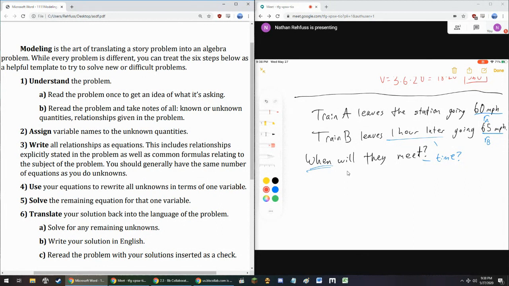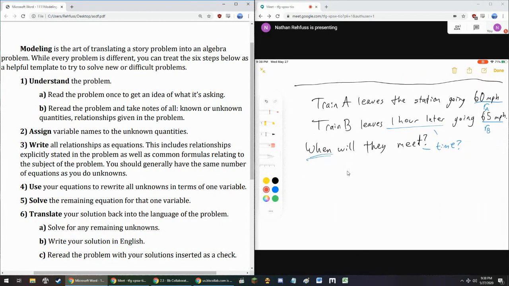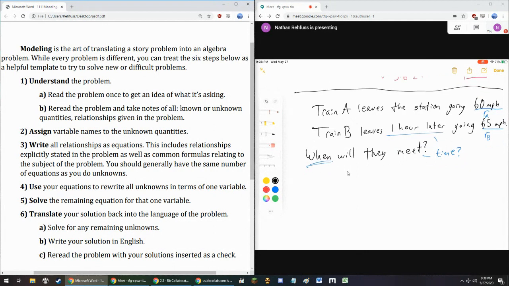I'm cutting back, but when will they meet? Goodness. Whole other can of worms. When will they meet? Right. Oh my gosh. I'm sorry. I'm a little scatterbrained right now.